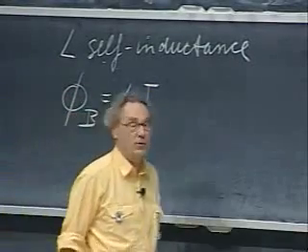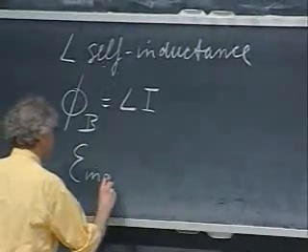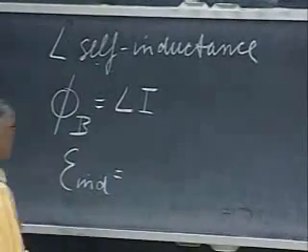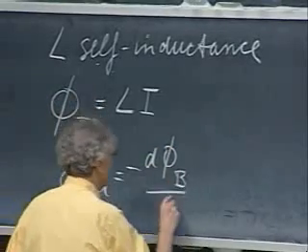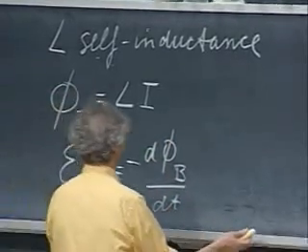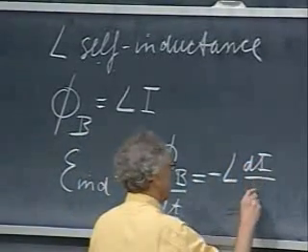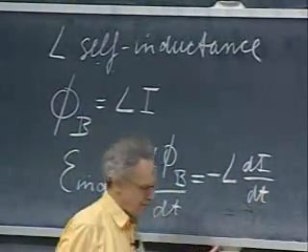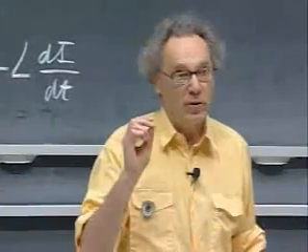That is the self-inductance. And so therefore the induced EMF equals minus d phi dt. That is Faraday's law. And so that becomes minus L di dt. L is only a matter of geometry. L is not a function of the current itself.